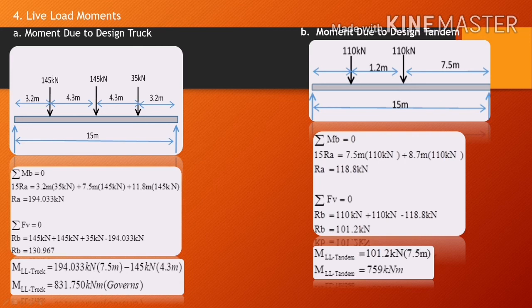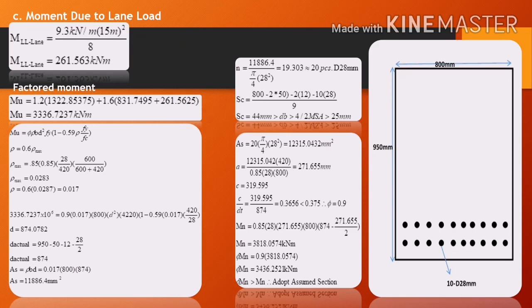For moment due to design tandem, the loads are 110 kilonewton each. Then we solve for the reaction at each side. For the reaction at left side, or the RA, is equal to 118.8 kilonewton. And for the right side, or RB, is equal to 101.2 kilonewton. And then we solve for the moment live load, which is equal to 759 kilonewton meter. For moment due to lane load, the uniform load is equal to 9.3 kilonewton per meter. So now we can solve for the moment live load, which is equal to 261.563 kilonewton meter.